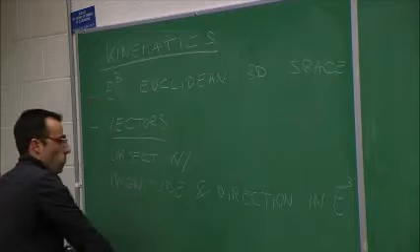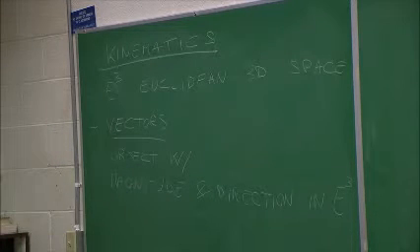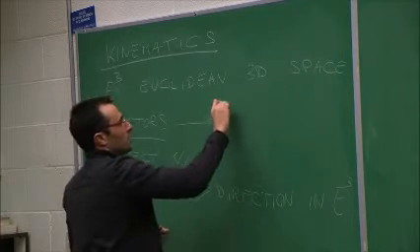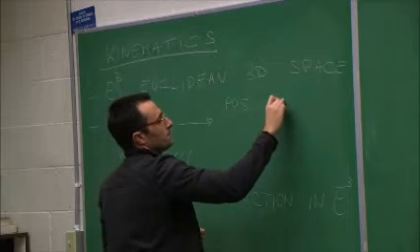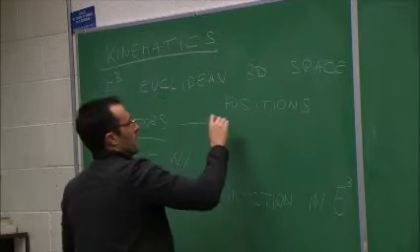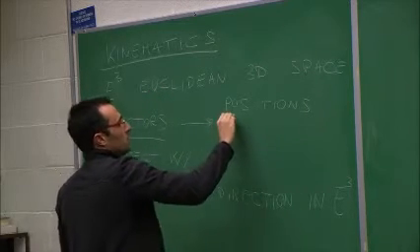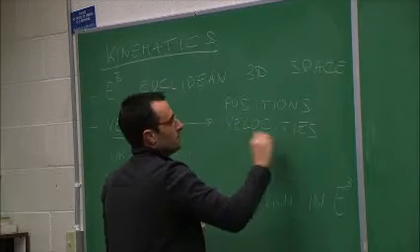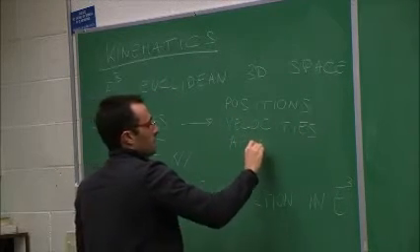Now, what do we represent with this? I think it's good to list all these things. It's positions to begin with. And then if we really want to do kinematics, we need to be able to compute velocities, and then accelerations.